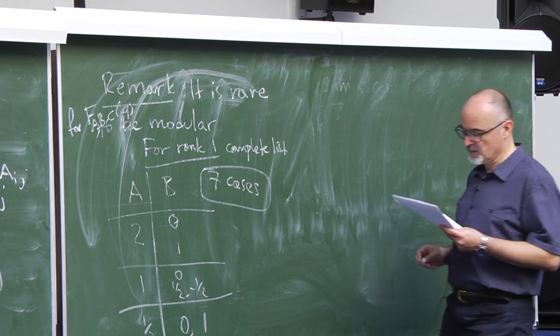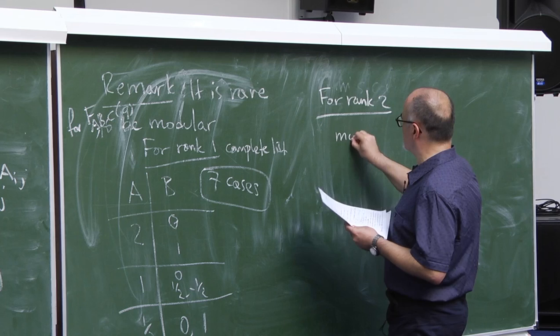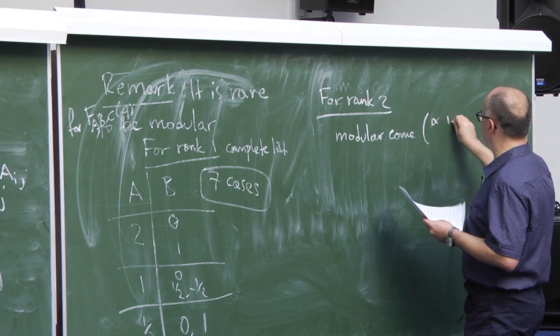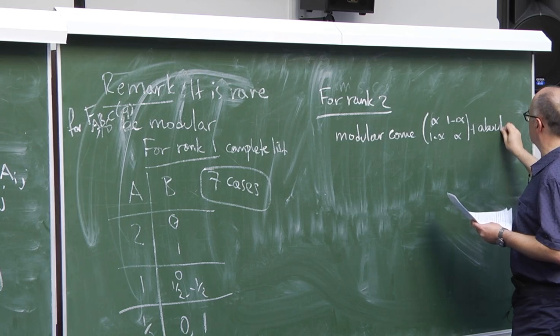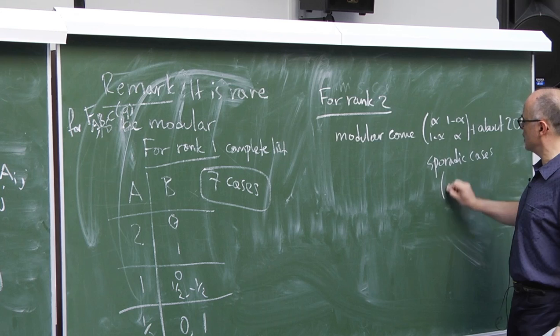For rank two, well, for rank two, the modular ones come in a one-parameter family plus about 20 sporadic cases. In case you're bored, let me give you a sporadic case. That one. For that one, it's modular.